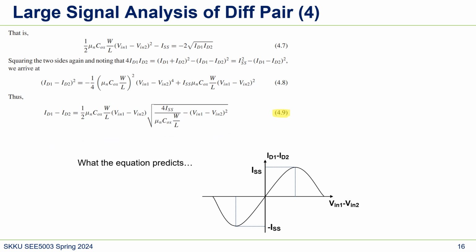And if we draw a graph by using this 4.9 equation, then we get this graph. And then our circuit was this, right? ISS, and here's ID1, and here's ID2, M1, M2, right? So let's see this part.